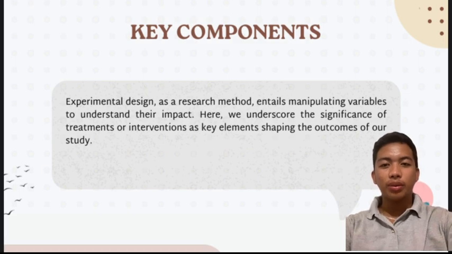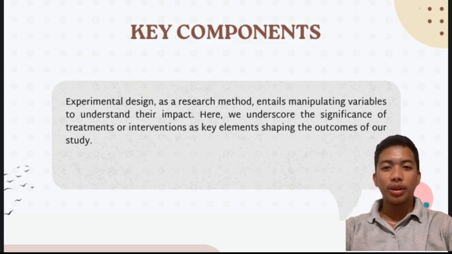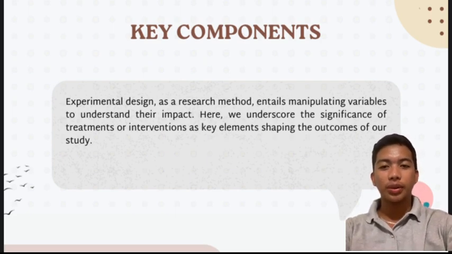Experimental design involves deliberate manipulation of variables to discern their influence. Treatments or interventions are central components shaping the study's outcome. Their careful implementation allows researchers to draw meaningful conclusions about causation. This emphasis on treatments underscores the method's precision in isolating and understanding the effects of specific variables, contributing to the robustness of research findings.